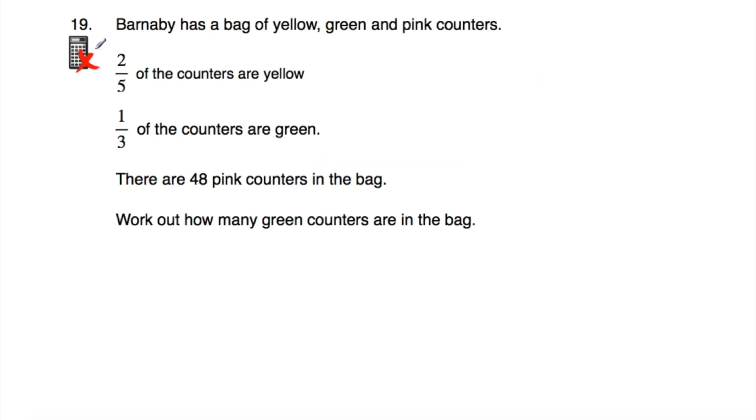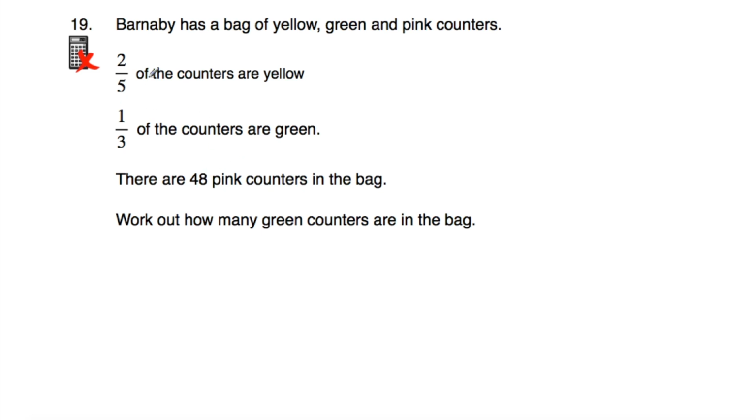Okay, so let's have a look at our next question. Question number 19, it's a non-calculator question, so put the calculator down. We're told that Barnaby's got a bag of yellow, green and pink counters. 2/5 of the counters are yellow, a third of the counters are green, and there are 48 pink counters in the bag. The question says how many green counters are there in the bag?